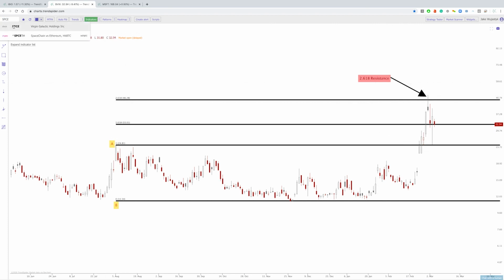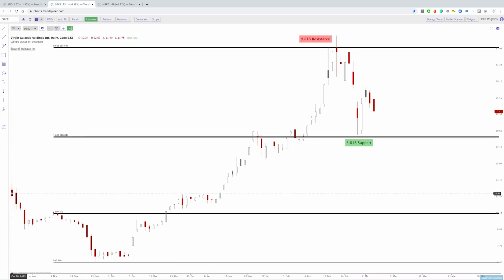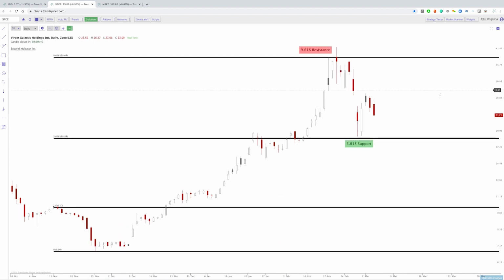SPCE is a good example of this. Notice here, we IPO'd on October 28th of 2019. And then what I did here was I measured the move from November 11th down to November 25th. And you can see really nicely, we started here, we ended here, and then here are our extensions above. Notice when we first broke out, we really had some trouble breaking through this 3.618 area. We tested it multiple times but could not break through.